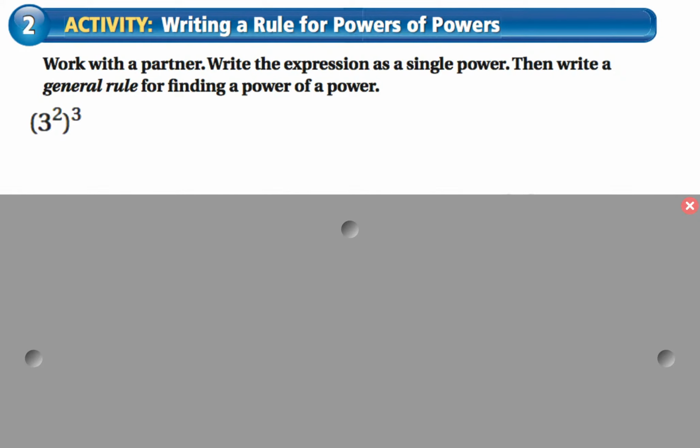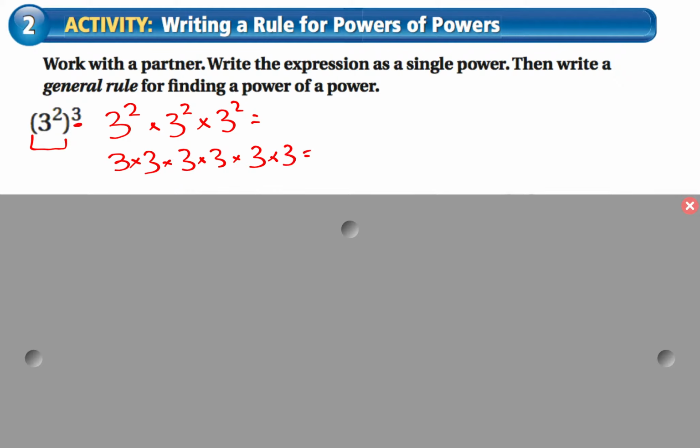Okay, consider 3 squared to the third power. Now, using the definition of exponents, we're going to use 3 squared as the base, and it's going to be written 3 times. So 3 squared times 3 squared times 3 squared. Now, each of those 3 squareds represents a 3 times 3. So this is 3 times 3 times 3 times 3 times 3 times 3. And that gives us a total of six 3's, 3 to the 6th power.